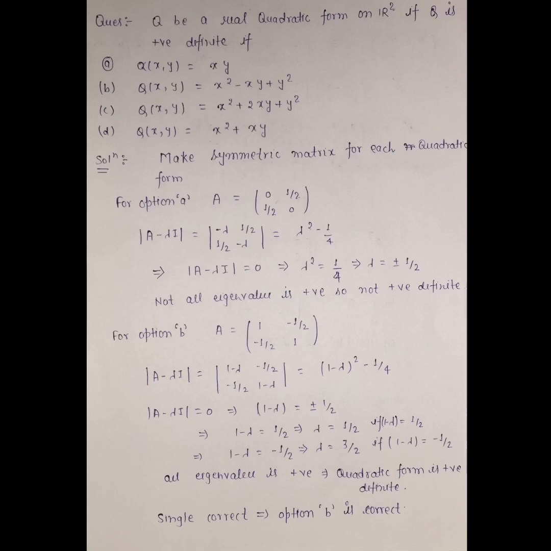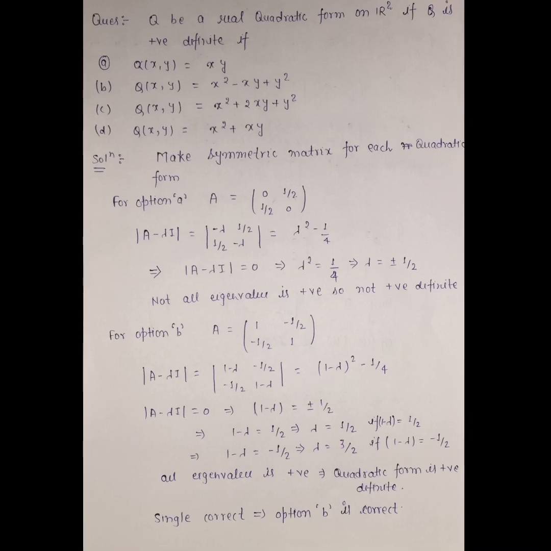For option B, A is equal to [1, -1/2; -1/2, 1]. Now again we will find the eigenvalues of the matrix A. We will get lambda is equal to 1/2 and lambda is equal to 3/2. All eigenvalues are positive. This implies quadratic form is positive definite. This is the single correct option, so option B is correct. We will discard other options too. We can solve this question by principal leading minor also.